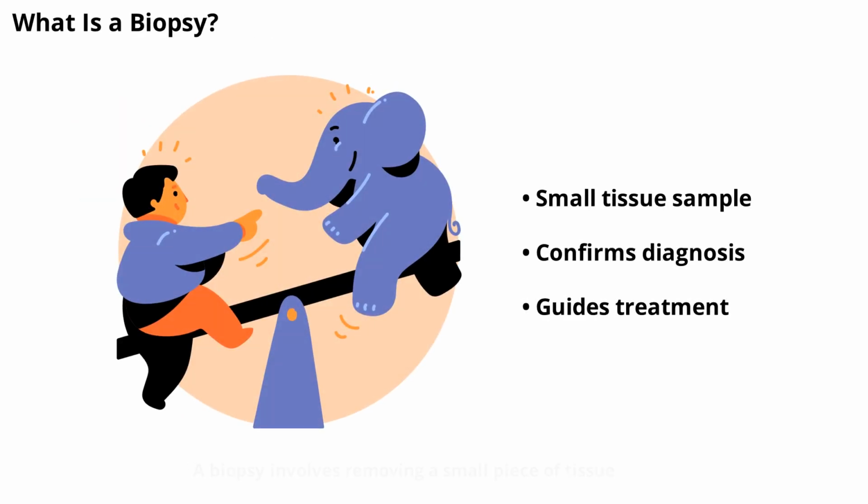A biopsy involves removing a small piece of tissue from the cervix for closer examination under a microscope. This is usually done if your pap smear or colposcopy shows concerning changes. The biopsy helps confirm if there are precancerous or cancerous cells and guides further treatment.